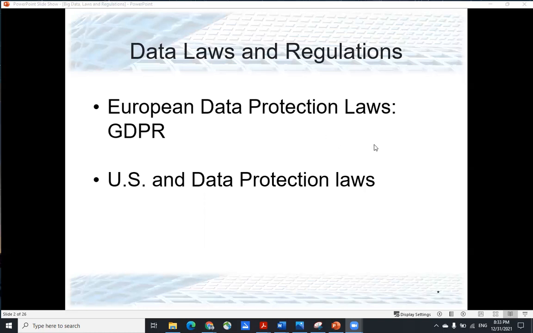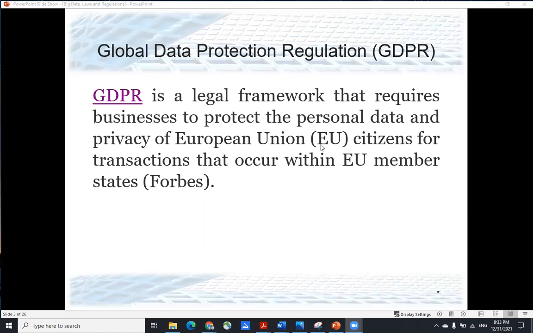So let's get started with the European data protection laws, or GDPR. Again, GDPR stands for Global Data Protection Regulation. It is a framework that requires businesses to protect the personal data and privacy of European Union citizens. So regardless of where you do business, regardless of where you are located as a company, if you are outside of the EU but you handle data of European citizens, you are obliged and required to follow these European regulations.